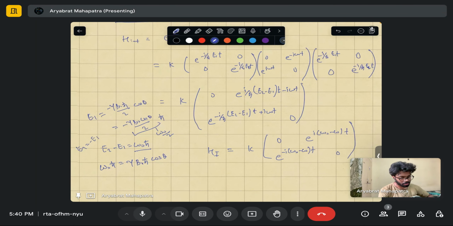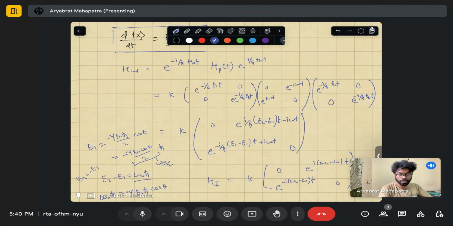This omega naught is mainly coming from the free Hamiltonian, and this omega is coming from the other part of it. So everything is embedded in the interaction picture. Yes, you figured it out very correctly. That is how you can interpret it.